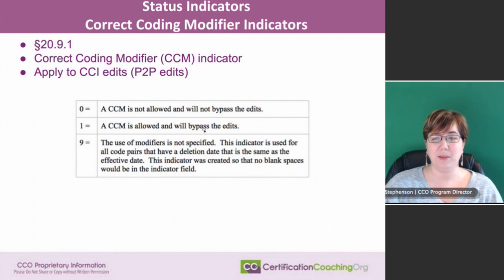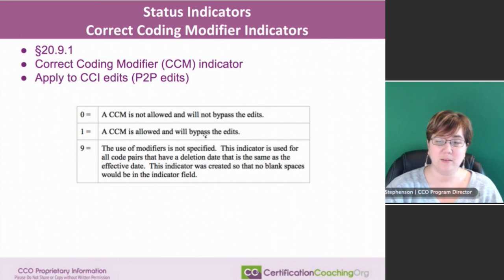This is a lot of times where we see people using and misusing modifier 59 and modifier 25 to bypass certain edits. If you see a 9, it means the use of the modifier is not specified. This indicator is used for all code pairs that have a deletion date that is the same as the effective date. The indicator was created so that no blank spaces would be in the indicator field. So really, the concept of a modifier doesn't even apply when you're talking about a 9. It means you don't need a modifier. It's just there so that you don't have a blank row in that table. So you really care more about the 0s and the 1s than the 9s. So that's just one type of status indicator.